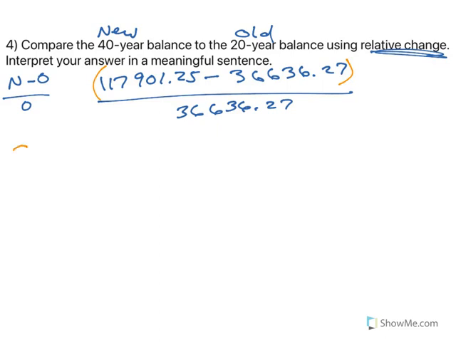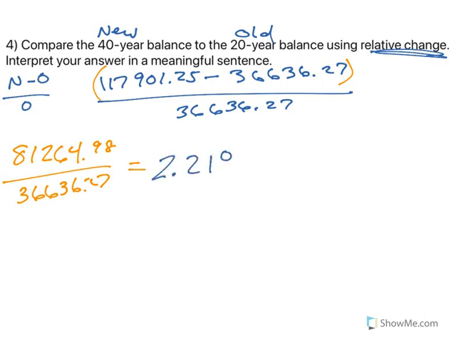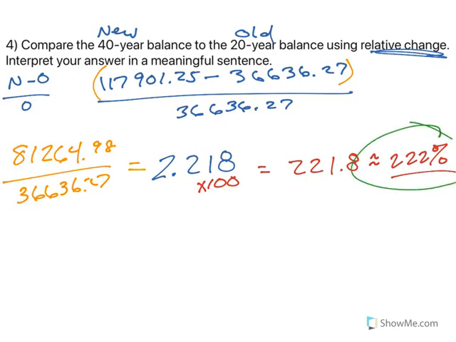So if I subtract that, I get $81,264.98. We're dividing that by the 36,636.27. When I divide those, I get 2.218. Change that to a percent by multiplying by 100, and I get 221.8. I'm going to go ahead and round to 222%. What does that mean?